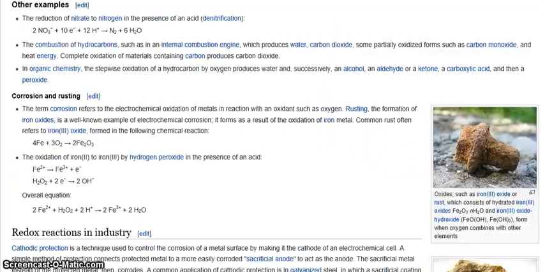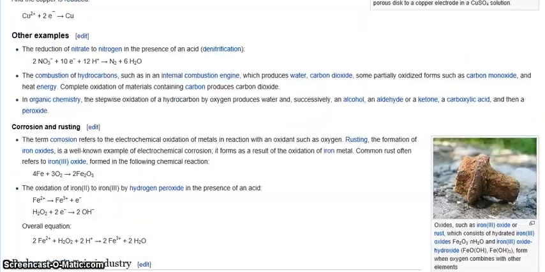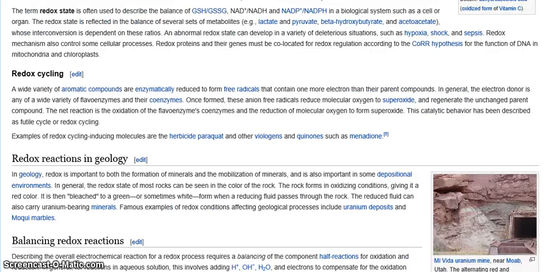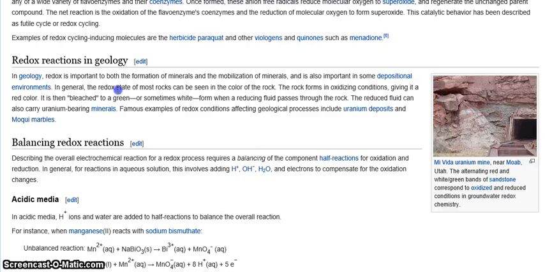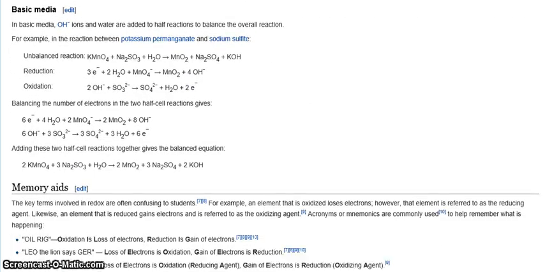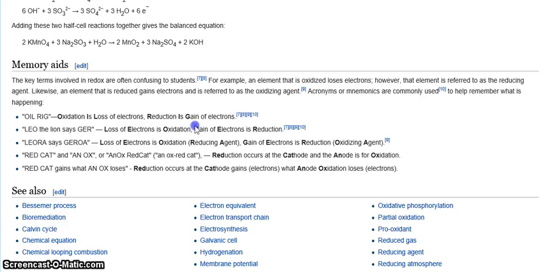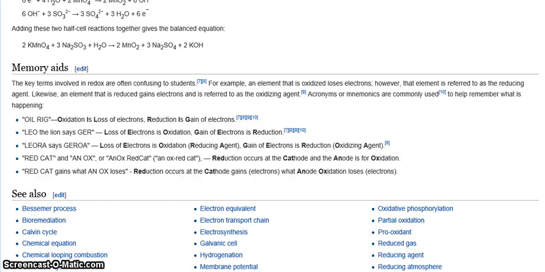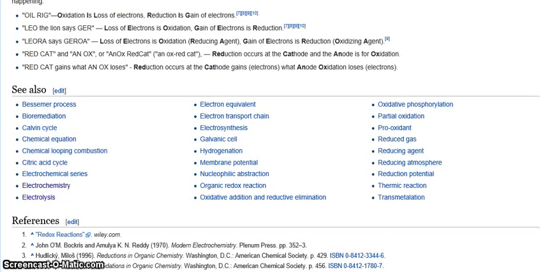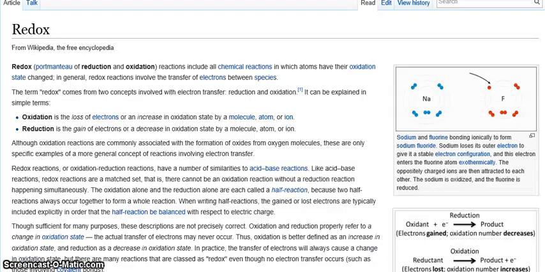Redox reactions in biology, redox reactions in industry, redox reactions in geology. Astronomers don't like talking about this because it's too much for them. And here are a lot of memory aids. These are really cool. OIL RIG, I remember that one from my chemistry class back in 2008. But look at all that. A whole bunch of stuff to study.